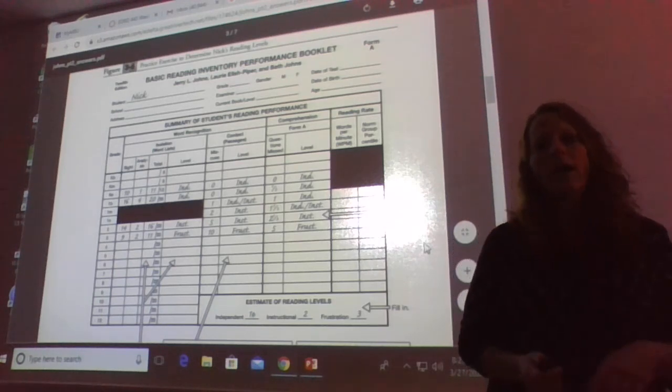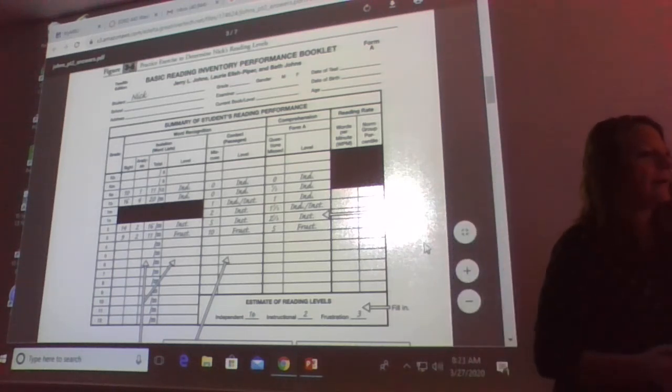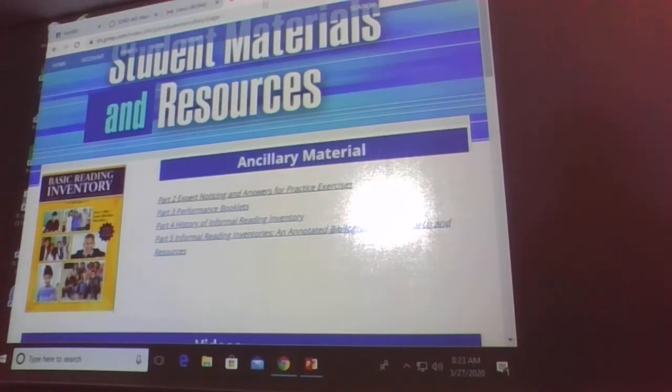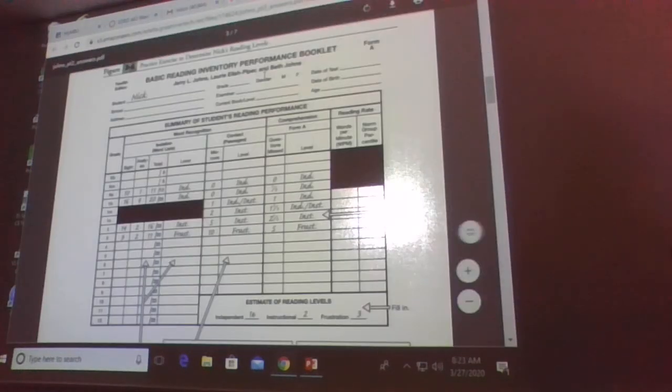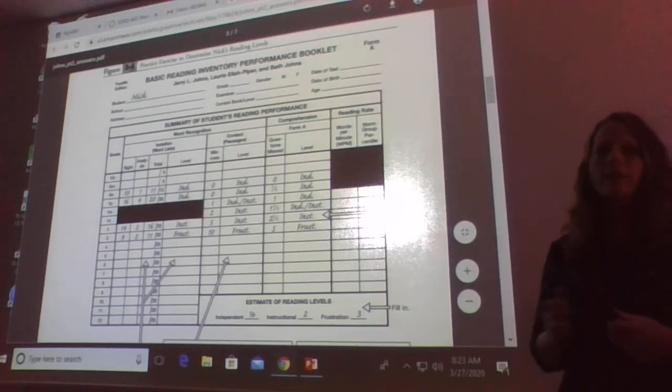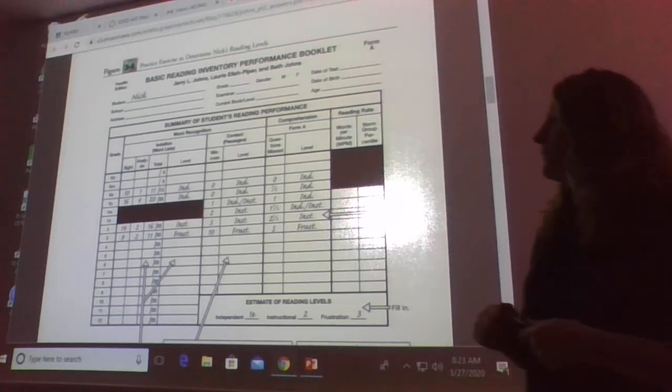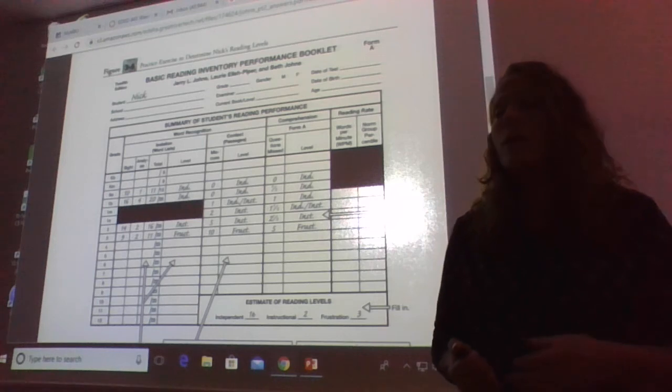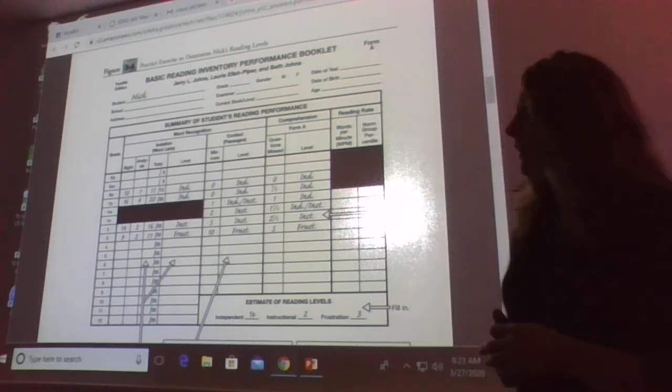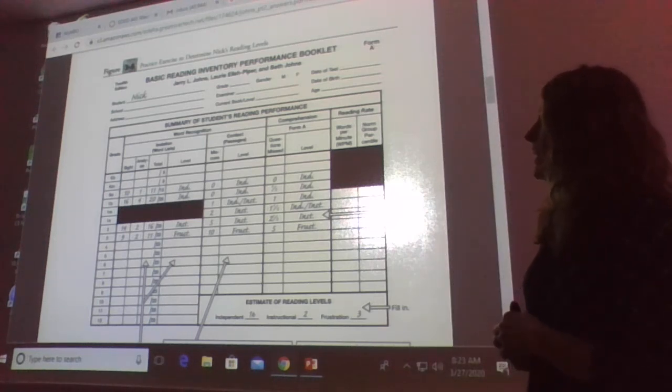And I am right now on the website that I gave you guys, this one here. And I selected this expert noticing and answers for practice exercising, and then I paged down to page 3. And that's what I'm looking at right here. And this is an example of a filled out form, based on this particular student.